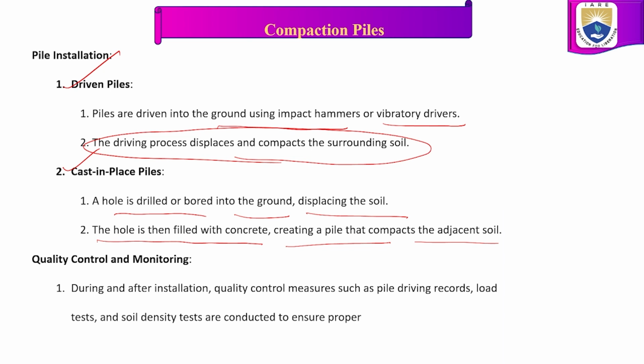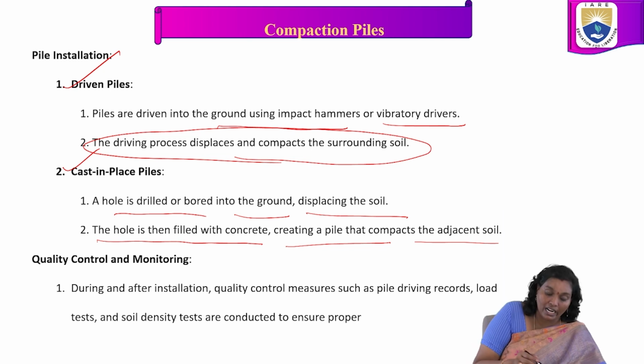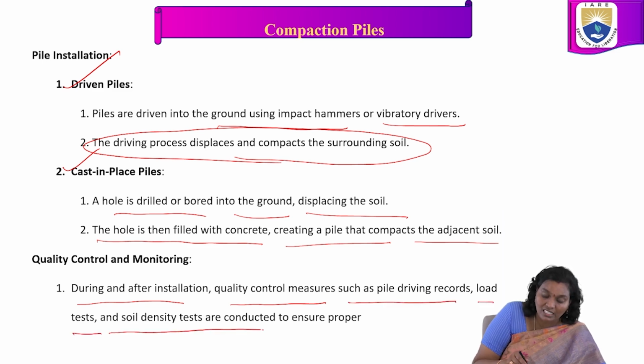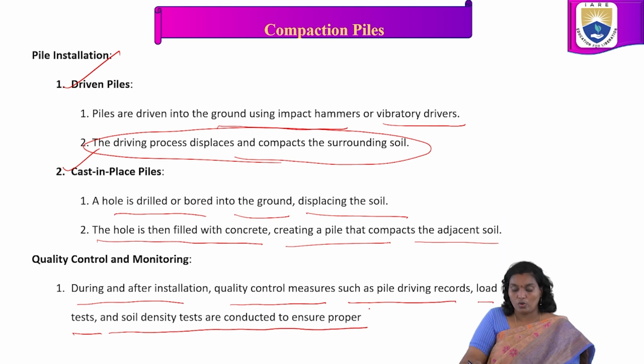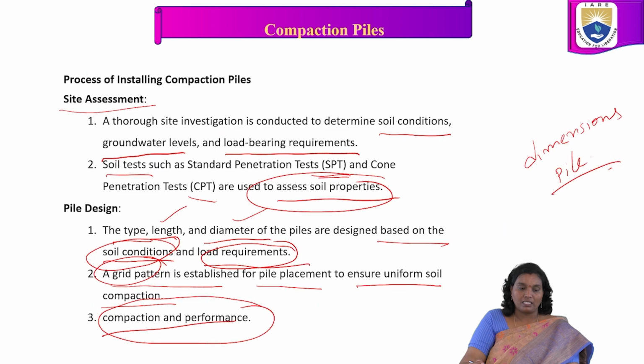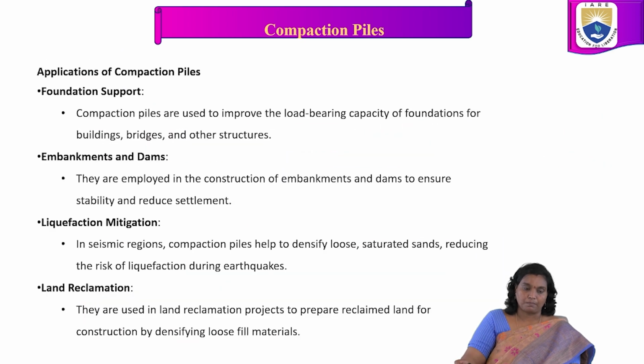The next one is quality control and monitoring. During and after installation, quality control measures such as pile-driving records, load tests and soil density tests are conducted to ensure proper installation. So this quality control and monitoring, we have to understand. Pile-driving records, load tests and soil density tests are conducted to ensure proper pile installation and compaction of the piles. This is the process which we are going to follow for the compaction piles.